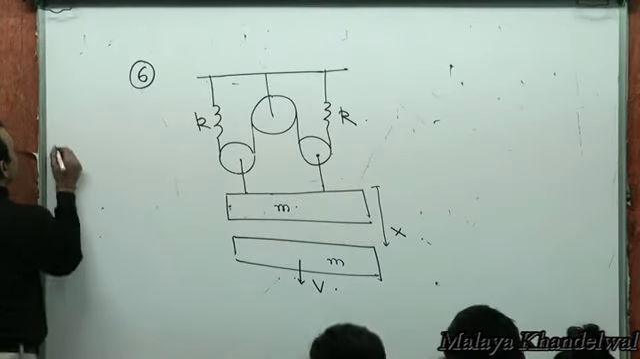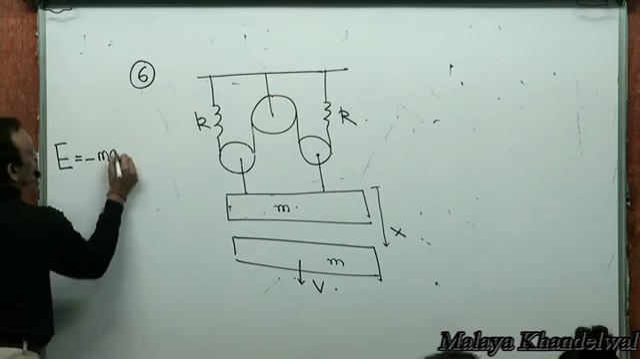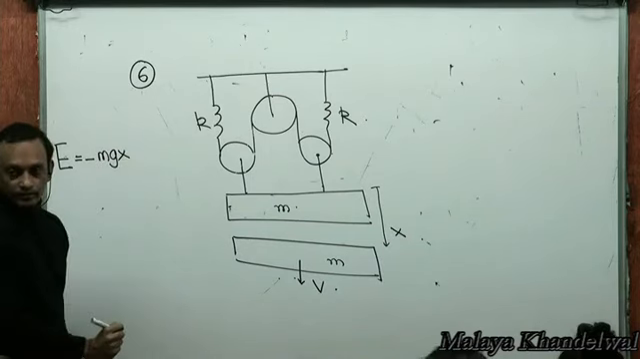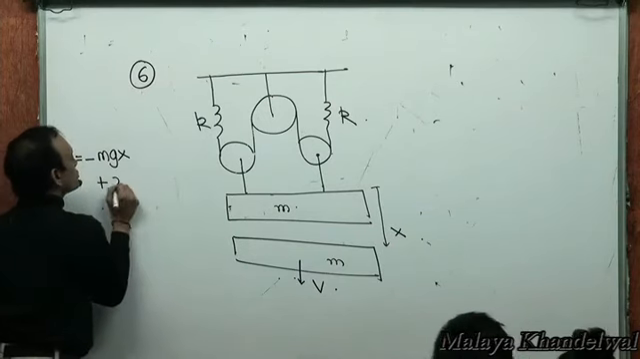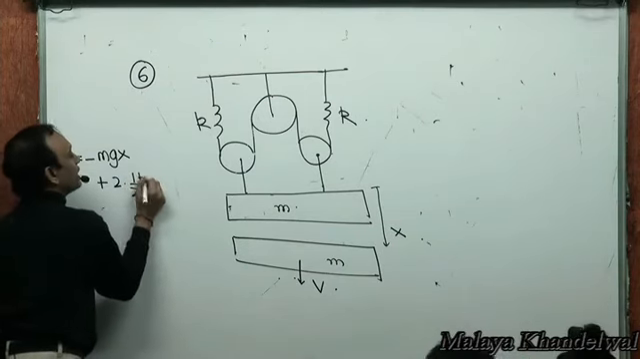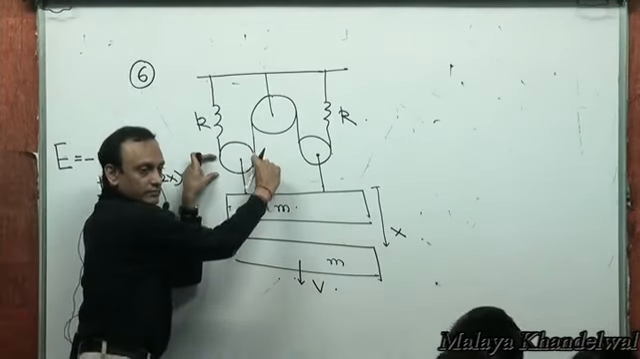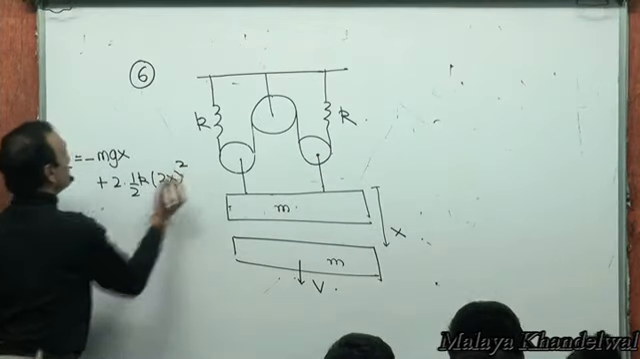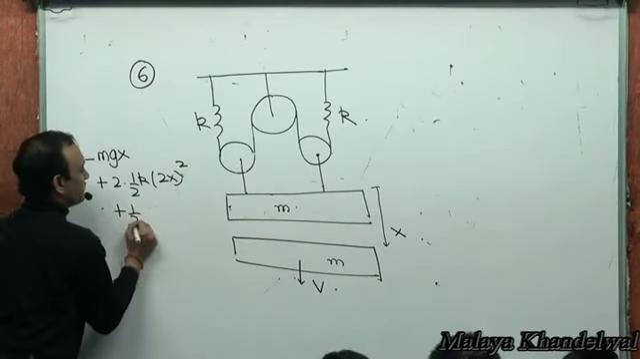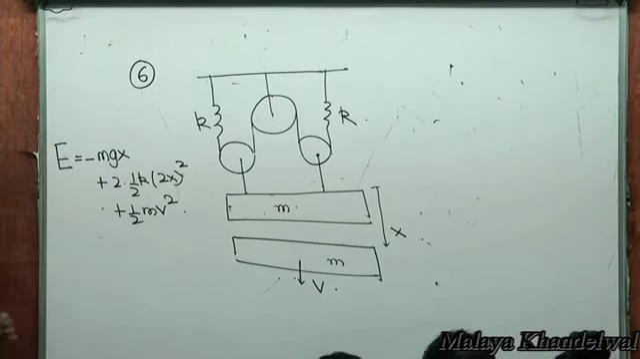Let me write the energy expression. E equals minus mgx plus, for the two springs, 2 into half of k, each of the springs would have increased by an amount 2x, x on either side, this one and this one, x on either side. So 2x squared, and then half mv squared. Yes or no?